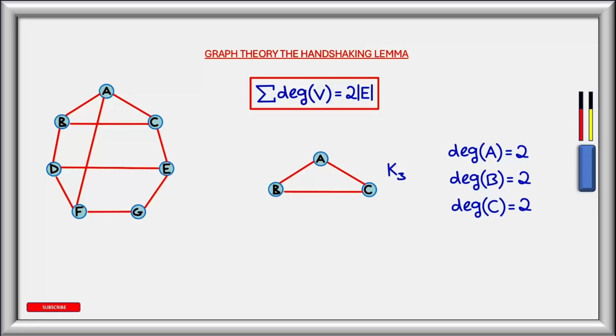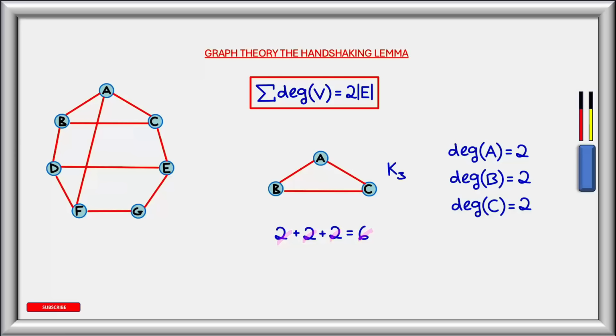On the board, I've drawn a complete graph, K3. It has 3 vertices, A, B, and C, and they're all connected to each other. So the degree of vertex A is 2, the degree of vertex B is 2, and the degree of vertex C is 2. So now if we sum the degrees of the vertices, we have 2 plus 2 plus 2, which is equal to 6. And we have 1, 2, 3 edges in this graph. And so according to the formula, the sum of the degrees of the vertices, which in this case is 6, must equal 2 times the number of edges. So in this case, 3. And as we can see, the formula holds true.